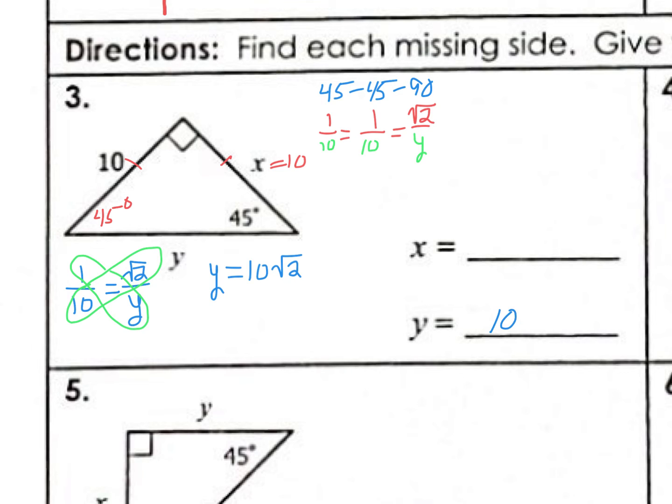So y is 10 square root of 2, and we already discovered what x was without having to do any math because these are the same. So the x is 10. So really what we have is 10, 10, 10 rad 2, which is in the pattern of 1, 1, 1 rad 2. They just all happen to be multiplied by 10. So they're multiples of 10.